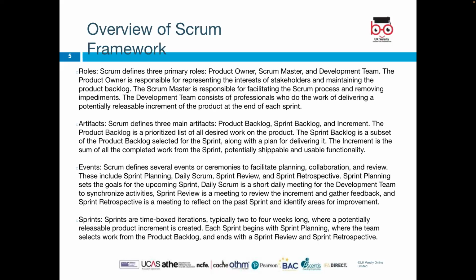The next one, artifacts. Scrum defines three main artifacts: product backlog, sprint backlog, and increment, like the one we looked at in the first part, which is roles. The product backlog is a prioritized list of all desired work on the product. The sprint backlog is a subset of the product backlog selected for the sprint, along with a plan for delivering it. The increment is the sum of all the completed work from the sprint, potentially shippable and usable functionality.